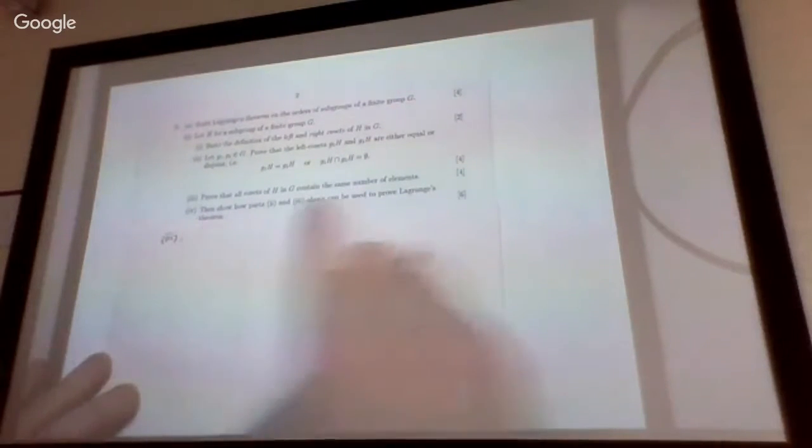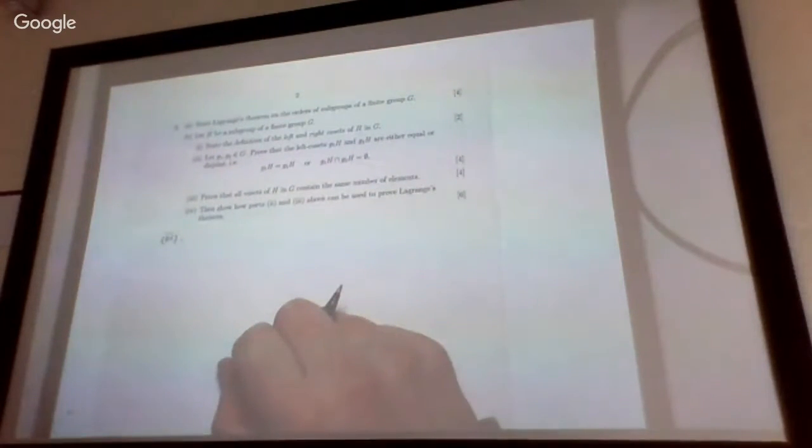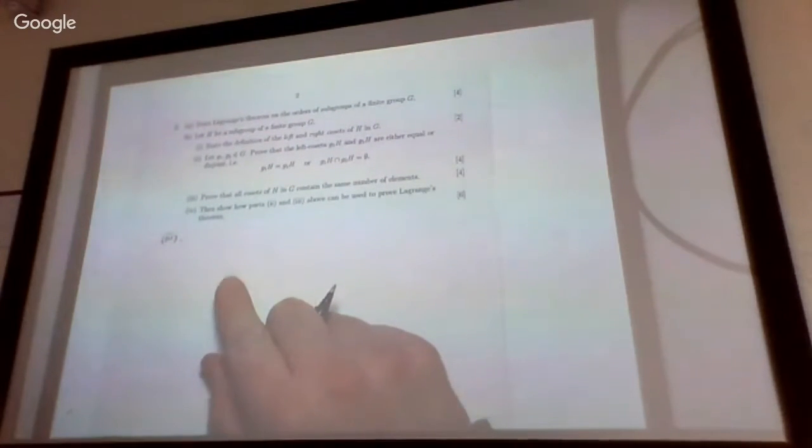And then this is the next crucial step. In fact, they all have the same number of elements. The total number in G will just be a multiple of the size of H. Question 3 is asking us to prove that: prove that all cosets of H in G contain the same number of elements.